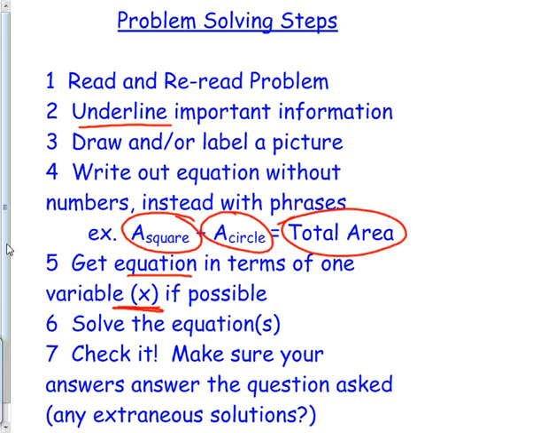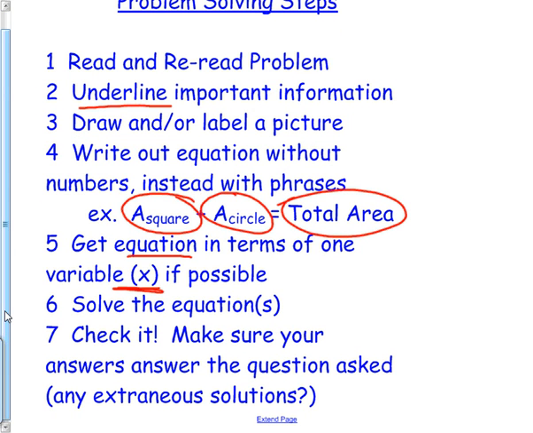All right, next thing: solve it like you solve any other equation, then check it. Because you got an answer, make sure it actually works in the problem. All right, enough of that.